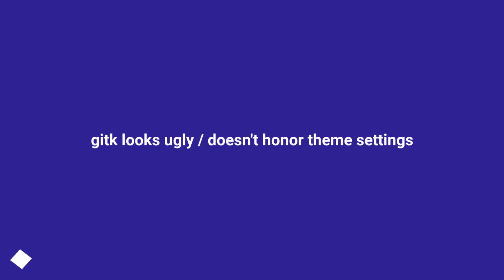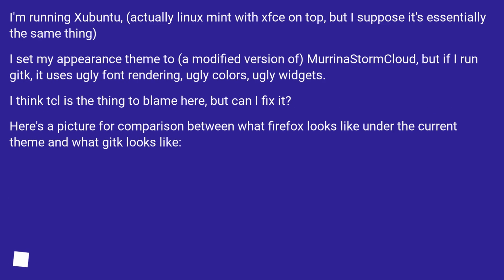gitk looks ugly, doesn't honor theme settings. I'm running Ubuntu, actually Linux Mint with Cinnamon on top, but I suppose it's essentially the same thing. I set my appearance theme to a modified version of Mariner Storm Cloud, but if I run gitk, it uses ugly font rendering, ugly colors, ugly widgets. I think Tcl is the thing to blame here, but can I fix it?